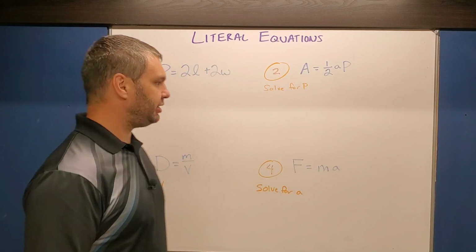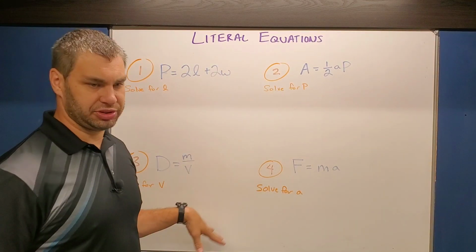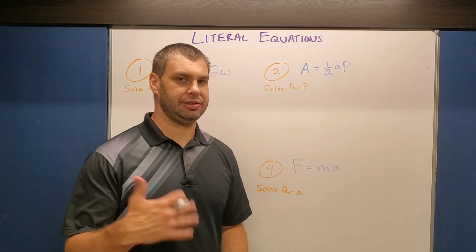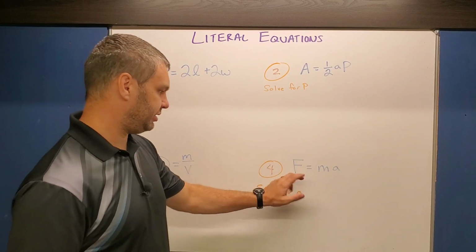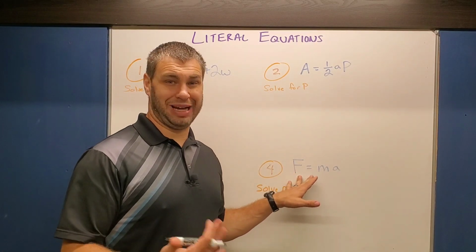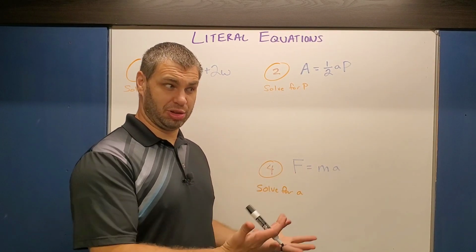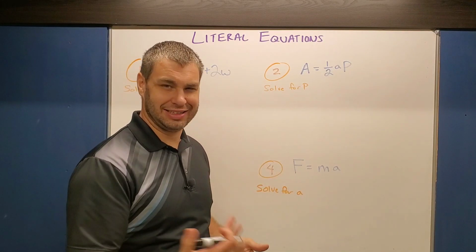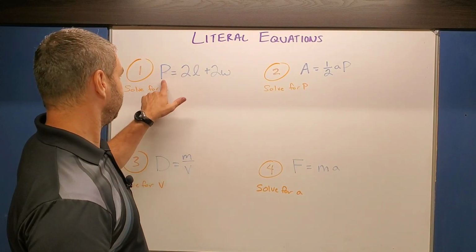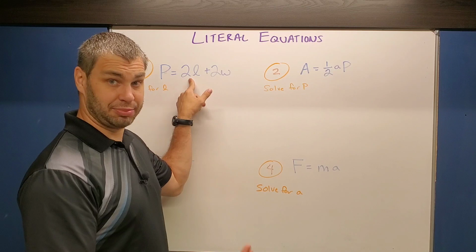These are called literal equations. They can be a little scary because they have lots of variables in them, but they're called literal equations because, for example, like this one, it says F equals ma, or force equals mass times acceleration. They literally are equations that are used in science and things, or maybe math. Like this one's perimeter equals 2 times the length plus 2 times the width.